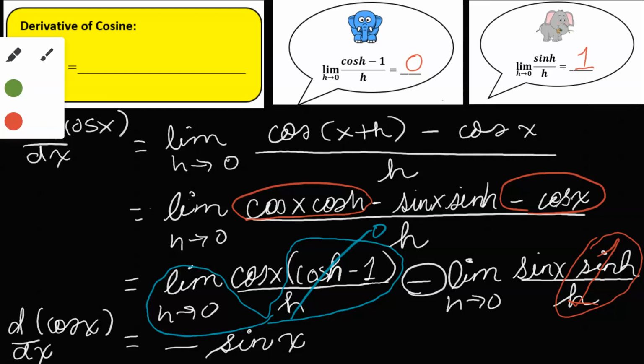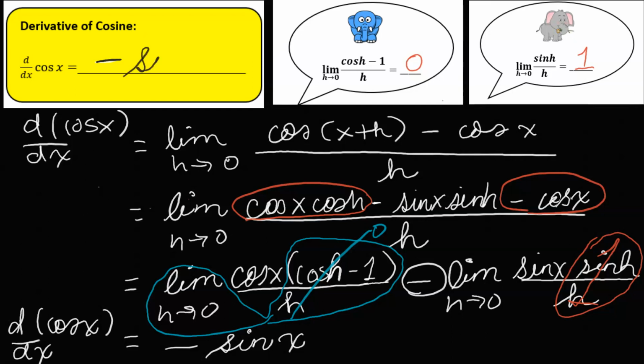Or we will say the derivative of cosine x is negative sine x. The derivative of cosine x is negative sine x. So far we know the derivative of sine is cosine, and the derivative of cosine is negative sine x.